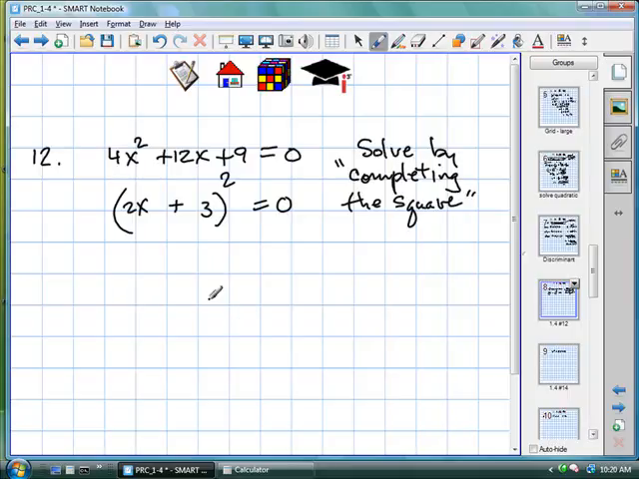So we have 2x plus 3 equals plus or minus 0. I don't really need that because is there such a thing as a plus or minus 0? Not really. Actually, 0 is, in a way, neither plus nor minus. It's kind of neutral. So I could have left that off in this case. So how do I finish this? Subtract 3 from both sides, and divide both sides by 2.